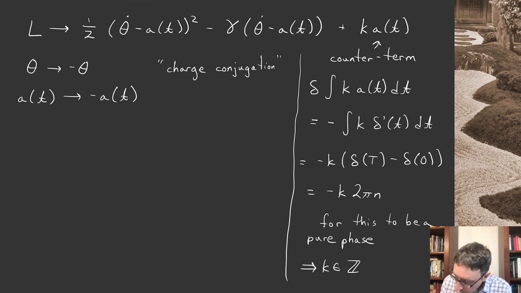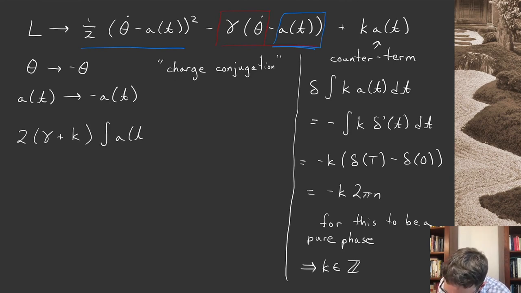Well, the first term, the kinetic term, is fine, because it's quadratic. But this gamma term is a little bit problematic. We already discussed how this gamma theta dot piece is okay, because it's just going to shift by a total phase. But now we have a new piece here, this vector potential piece, which doesn't look like it's going to behave well under this shift. So let's see what's going to go wrong here. When I do this shift, I'm going to pick up two contributions: one from this gamma term, and one from the counter term, integral a of t dt. This will be my shift in the action.